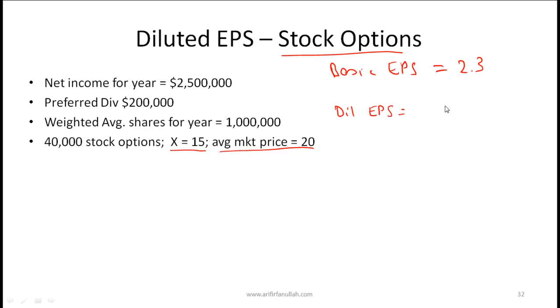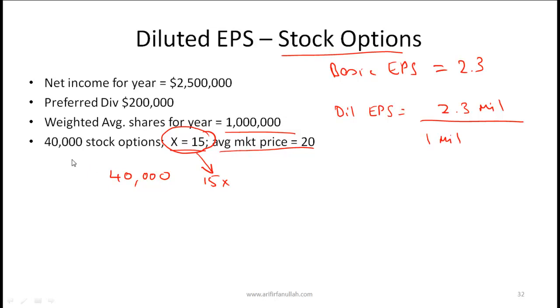The numerator would remain 2.3 million, which is net income minus preferred dividend, divided by the new number of shares outstanding. So we will have 1 million shares originally. What happens when the management team exercises all these options? If these options are exercised, then 40,000 new shares are created, which means 40,000 options are exercised. How much money does the company get? The company will get the exercise price per option, which is 15, times the number of options, which is 40,000. So this is equal to 600,000.